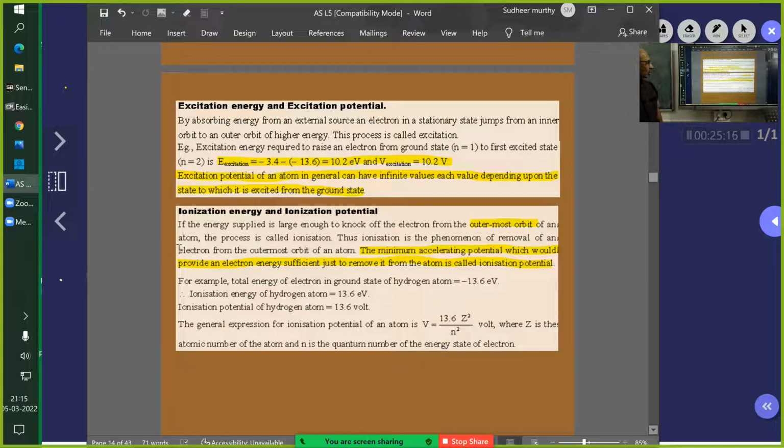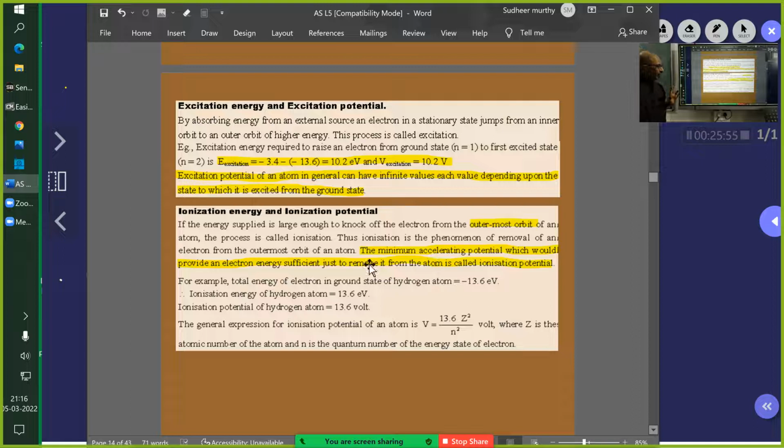Now, close to this excitation energy, you have got ionization energy. As you know, the most important thing is that it is large enough to knock off an electron from the outermost orbit. In fact, something is missing here. As one of your friends said yesterday, it is the energy necessary to knock off an electron in the isolated gaseous state from the outermost orbit. Then, the other term: the minimum accelerating potential which provides the electron energy sufficient to just remove it from the atom is called ionization potential.